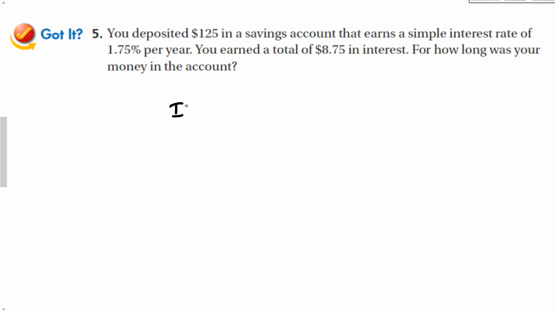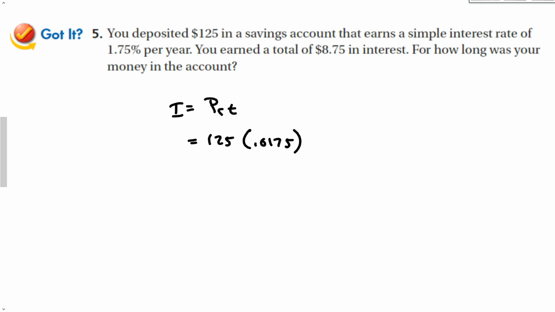So same thing, interest equals principal times rate times time. My interest earned is going to be the principal, 125. And a savings account earns simple interest rate of 1.75% a year, 0.0175. Move the decimal 2 spots to the left. Oh, and we earned a total of $875 in interest. How long was your money in the account?